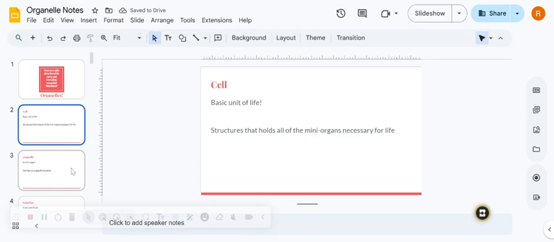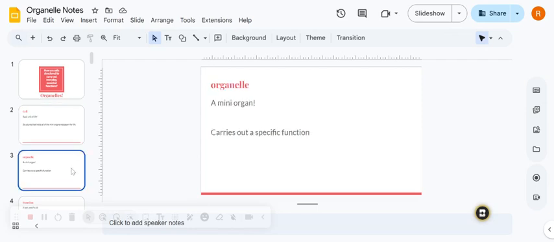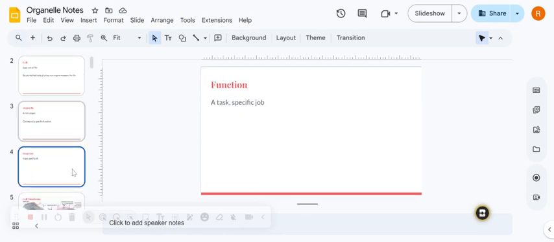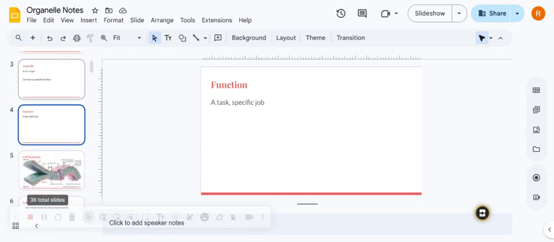So whether it's a single cell organism or a multicellular organism made up of many, many cells, every cell has little miniature organs called organelles that carry out specific tasks. And that's what it says right here. A function is a task, a specific job, just in case you weren't sure what function was.